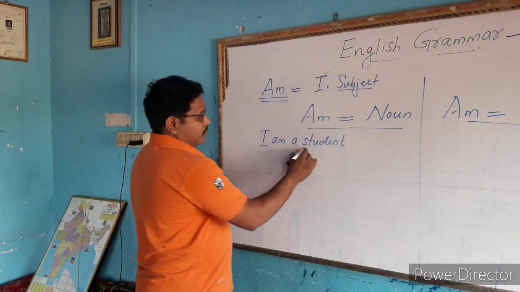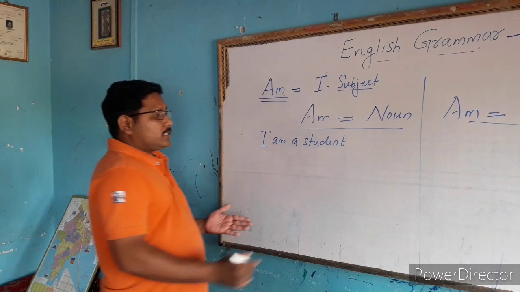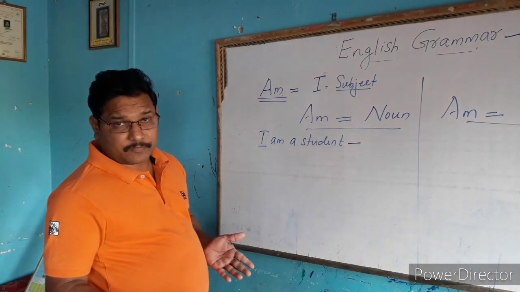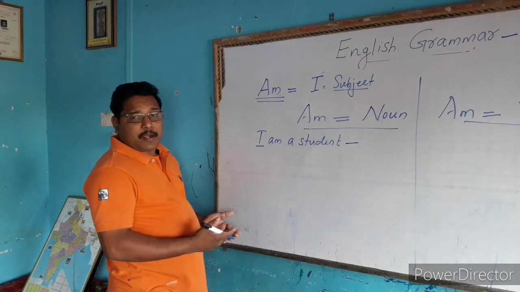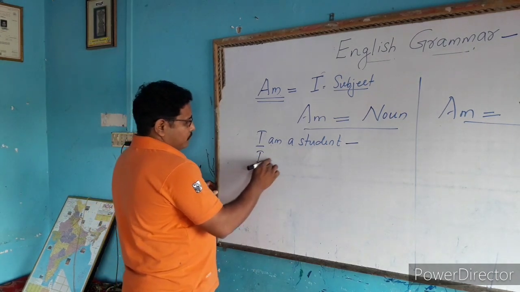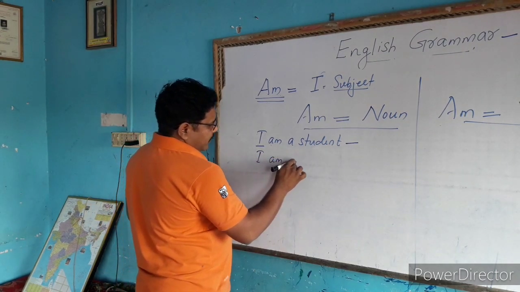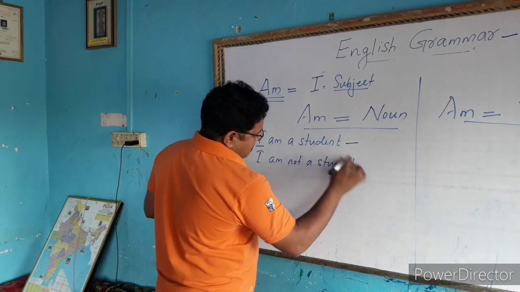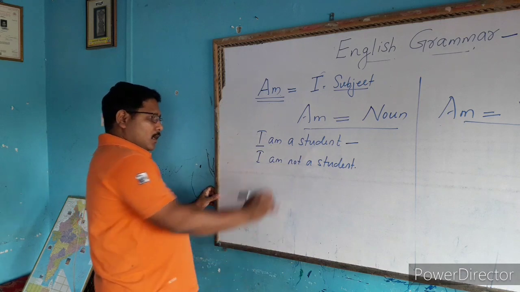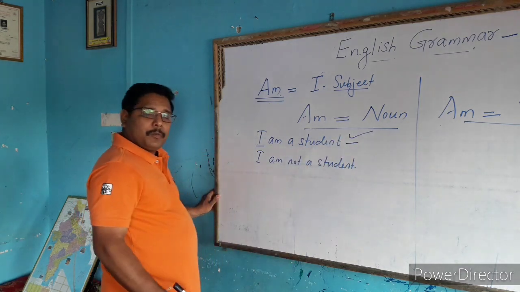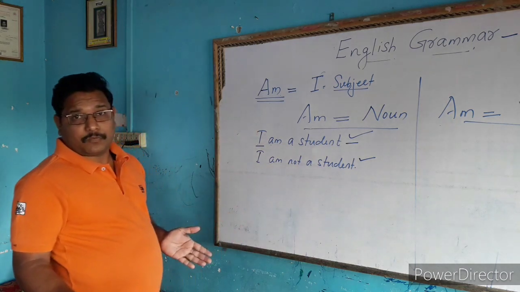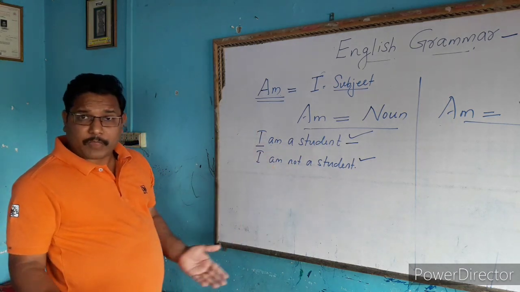I am a student. See, this is an affirmative sentence, means positive sentence. This sentence we can write as, I am not a student. See, मैं एक विद्यार्थी हूं, मैं एक विद्यार्थी नहीं हूं. I am a student, I am not a student.